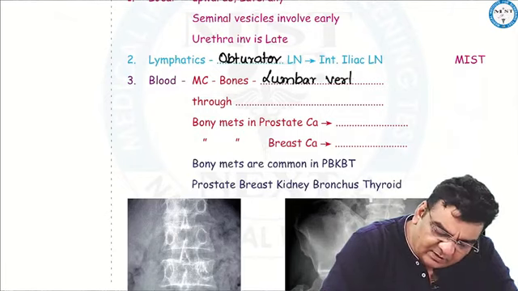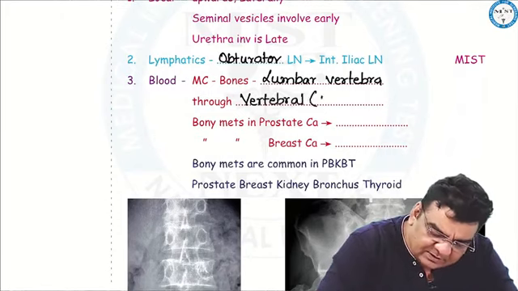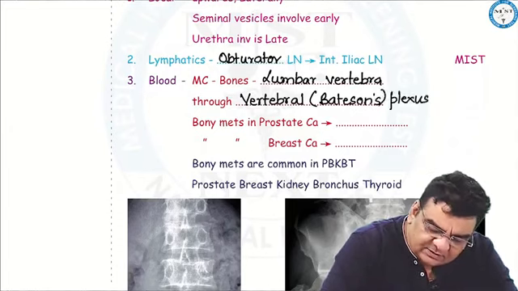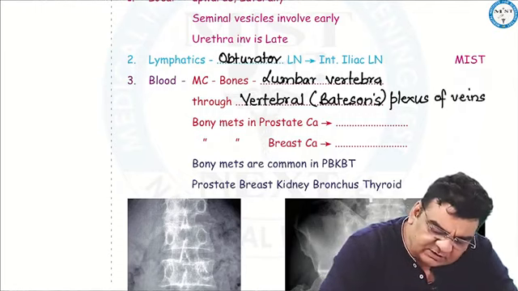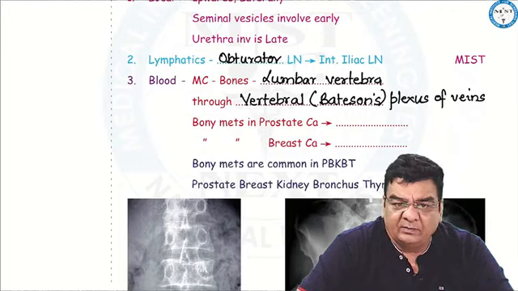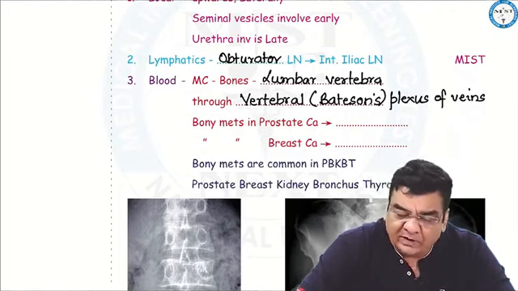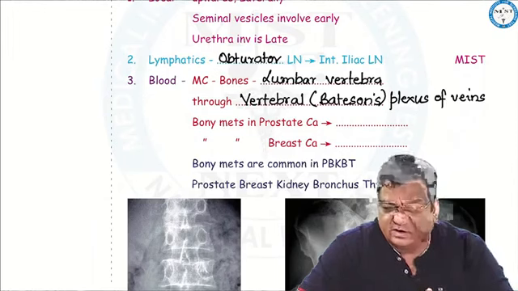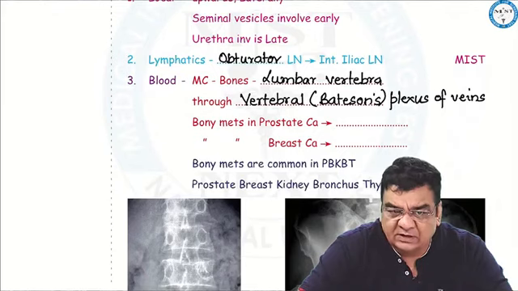Lumbar vertebra. There is actually a vertebral plexus of veins. This is the MCQ plexus, beta. This is also called Batson's plexus. There is a vertebral plexus of veins through which the cancer cells go into the lumbar vertebra, and because of this reason patient comes to us with low backache. Breast also commonly spreads to lumbar vertebra through this vertebral Batson's plexus of veins.